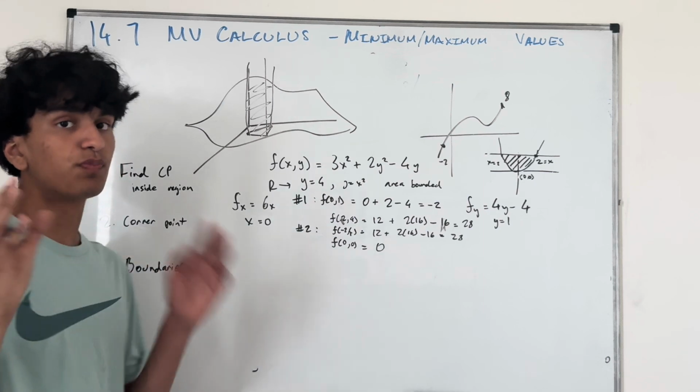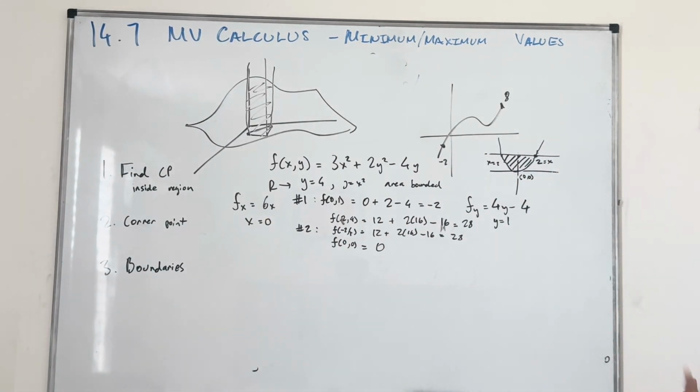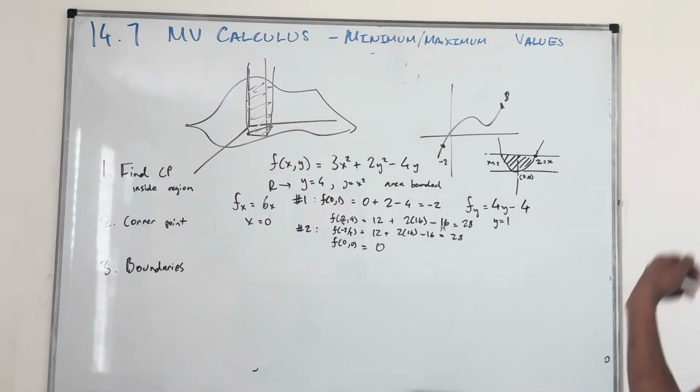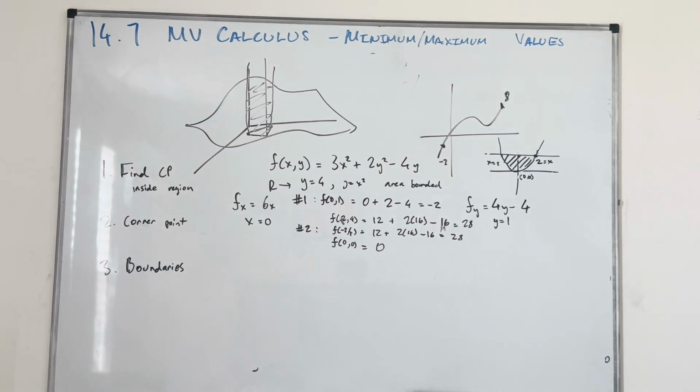Now boundaries. This is the part where you want to pay attention. In this case, there's only one-ish boundary. It's just the function. Oh, maybe, never mind. I was about to say something, but don't worry about it.